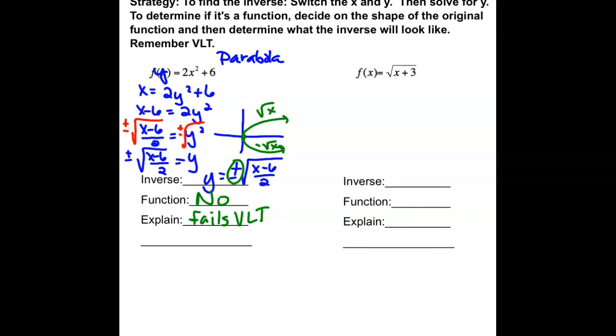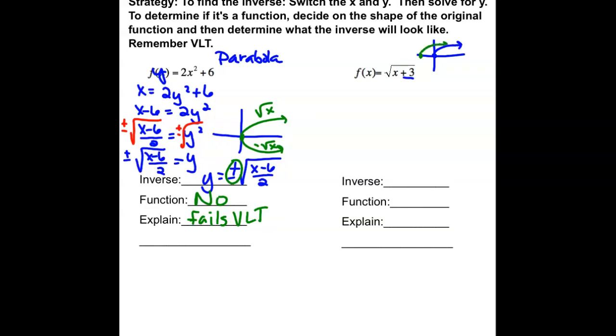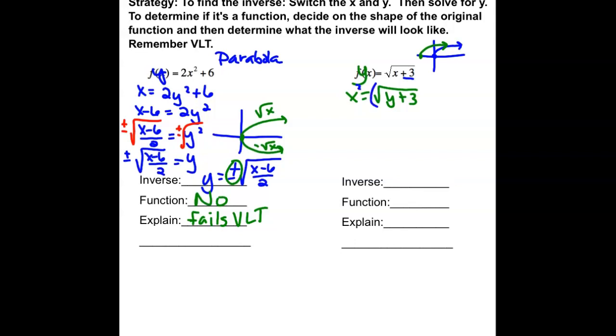Okay. Second example, f of x equals the square root of x plus 3. Again, if we visualize this graph, it's a square root function. It's been shifted left 3, so it's really over here. So it is a function. Let's solve for our inverse here. So we're going to switch our x and y. So x equals the square root of y plus 3. To get y by itself, we're going to square both sides. So x squared now equals y plus 3. And then we can subtract our 3 over.